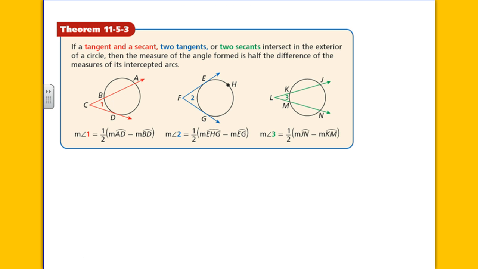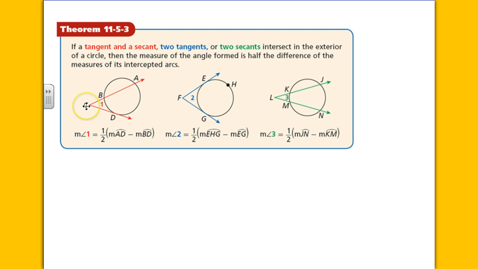If a tangent and a secant, so here we have a tangent and a secant, or two tangents, or two secants intersect the exterior of a circle, then the measure of the angle formed out here, angle 1 or angle 2 or angle 3, is half the difference of their intercepted arcs.